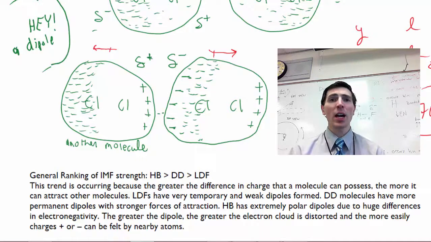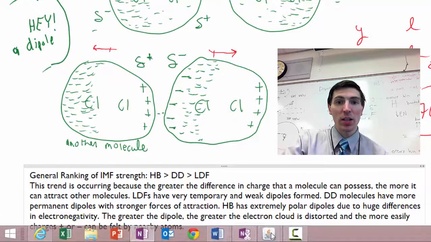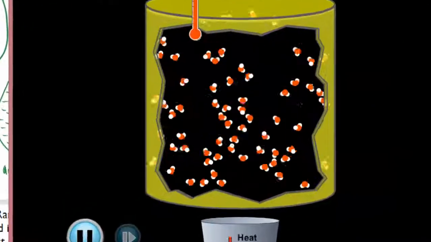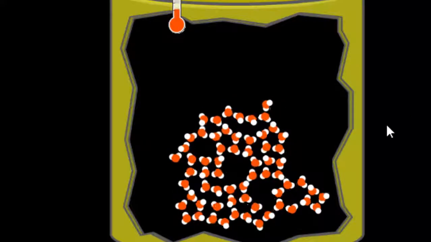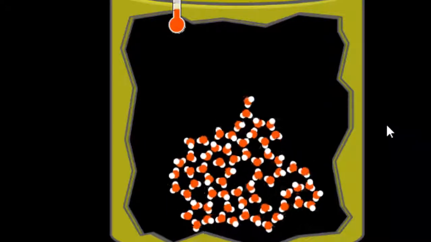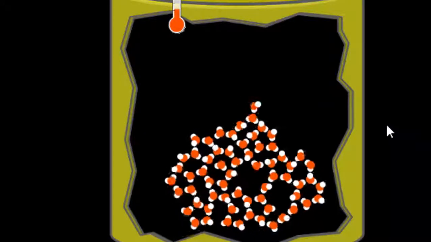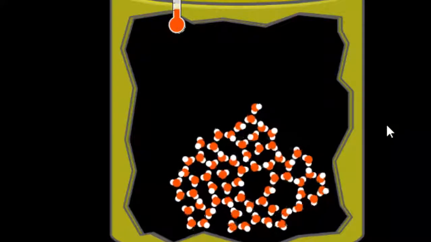And the greater that dipole, or imbalance, the greater the electron cloud is distorted, and the more easily those partial charges can be felt by nearby atoms. And so going back to our simulation, it's no wonder that when we look at water, a very polar molecule, go to the liquid phase, I'll even go to the solid phase, you can see those hydrogen bonds, those polar bonds sticking together. You can see that the hydrogens and the oxygens, the partial positive and negative, sticking together for those really polar molecules. And so they really tend to stick together well.